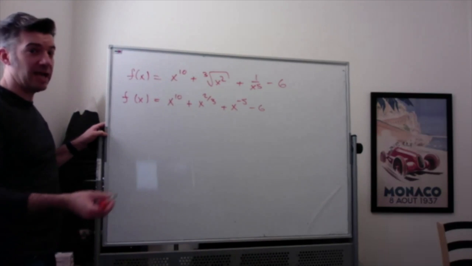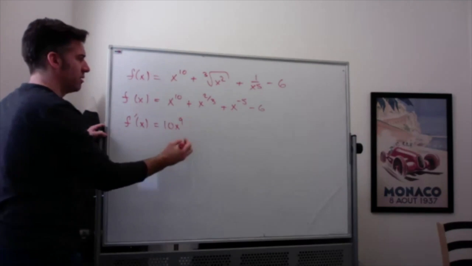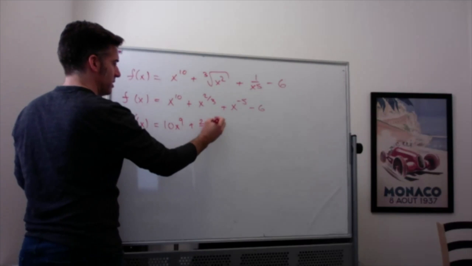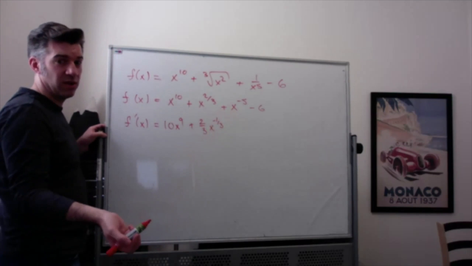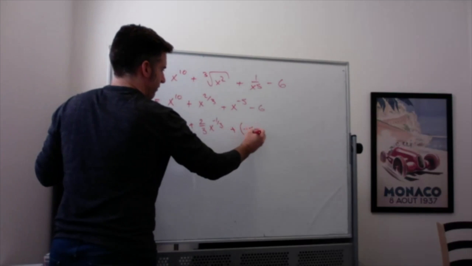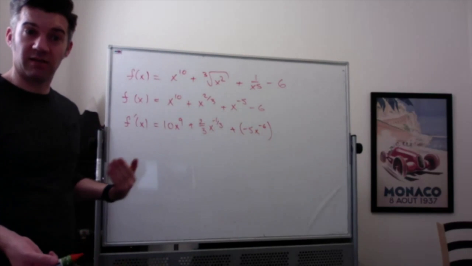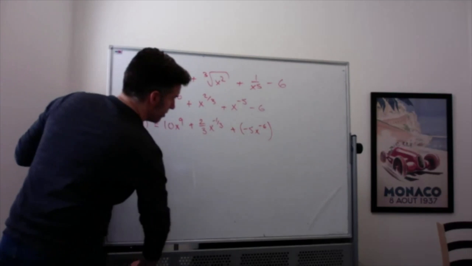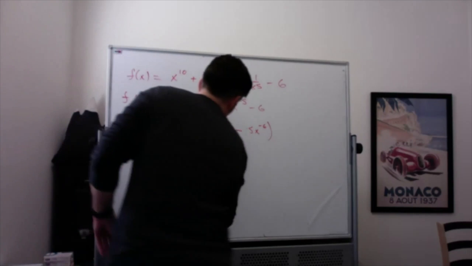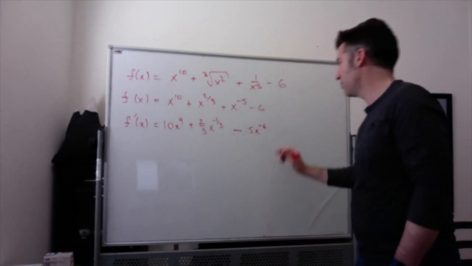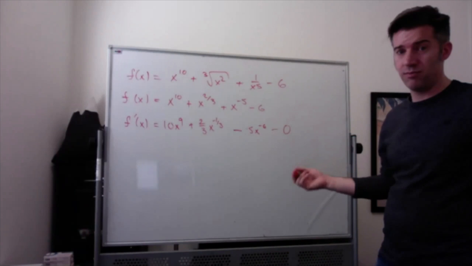So it says f of x, and now I'm going to find f prime of x. It's going to be 10x to the 9th plus 2/3 x to the -1/3 plus -5 times x to the -6. You could write plus -5x to the -6, but it seems silly when you could just write -5x to the -6. That's what I would prefer to write. Then minus 0, which I wouldn't really write, but I do want to point out that the derivative of that is 0.